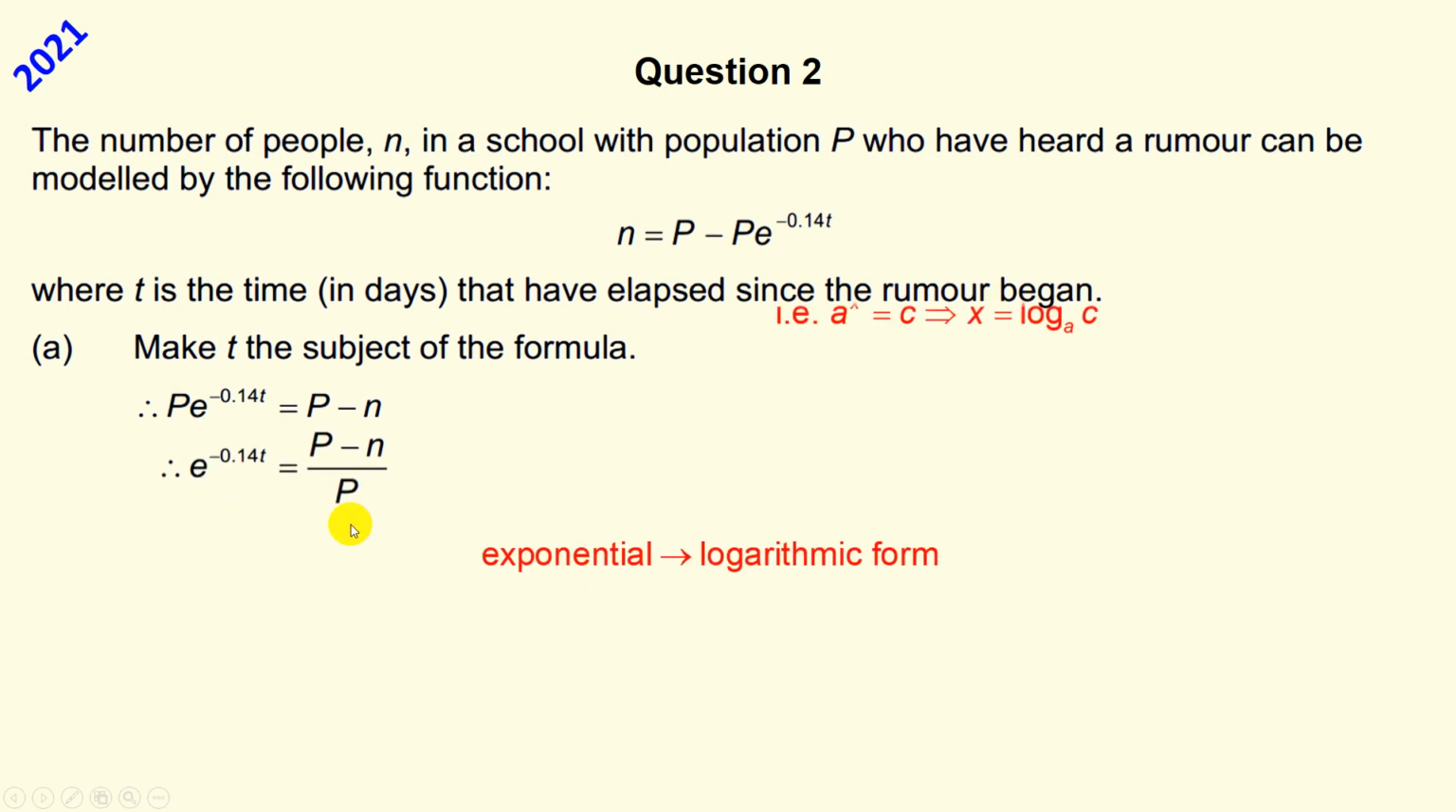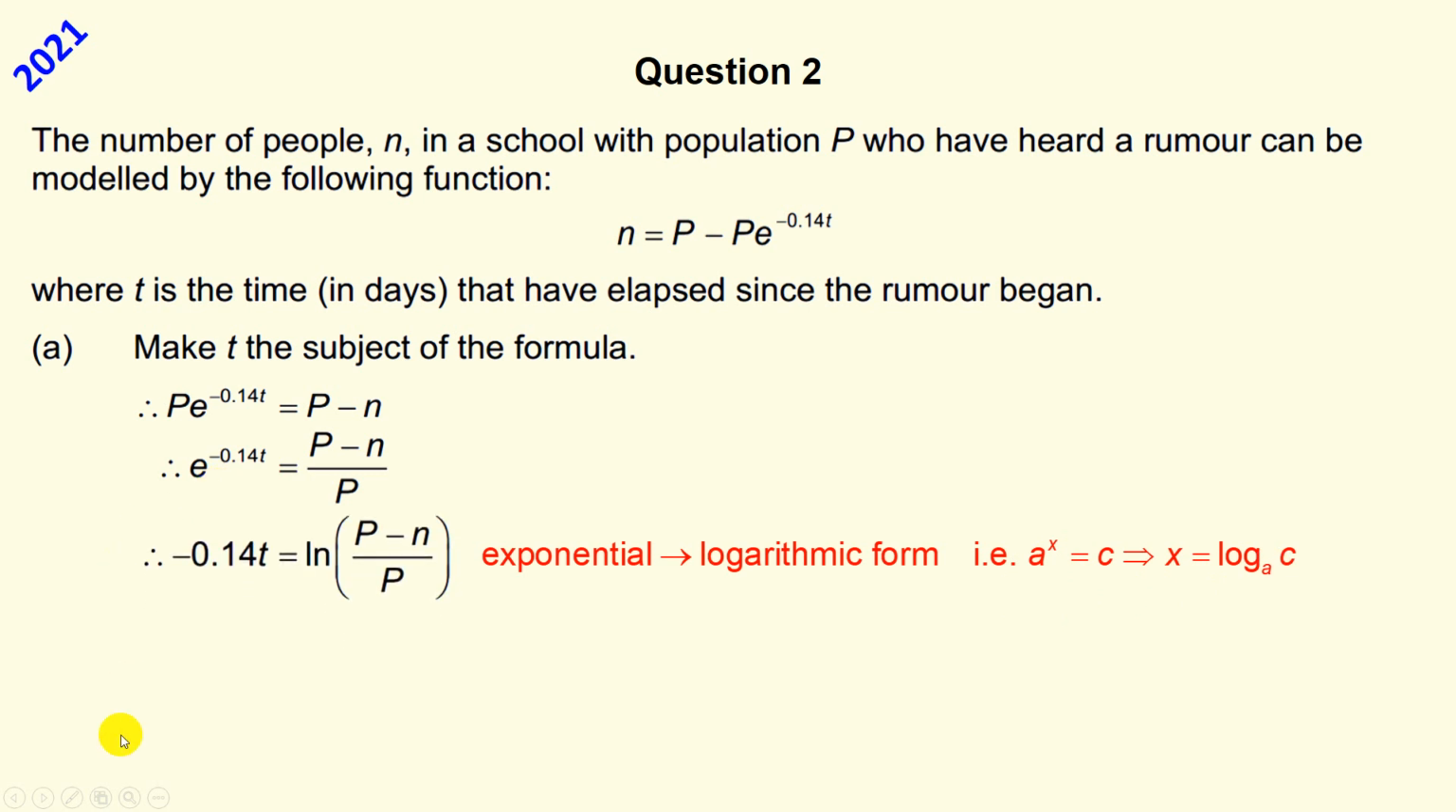Now we can go from exponential to logarithmic form. There's the reminder: a to the x equals c means that x equals log c to base a. a is base in the exponential form, base in the logarithmic form. Here we are. Notice that we have log of c to base a. Well, this is log of that to base e, but we have this useful abbreviation ln, which we say is ln for log to base e. And we now have to divide by the negative 0.14.